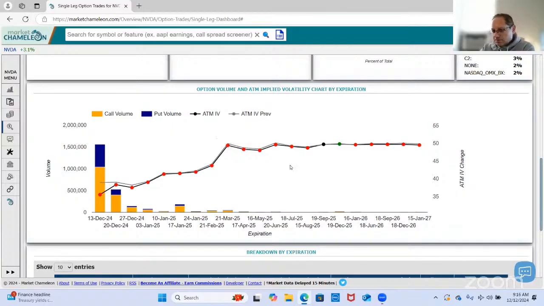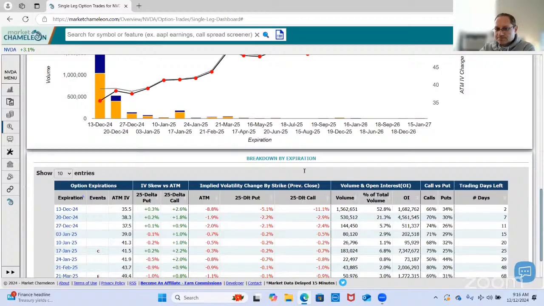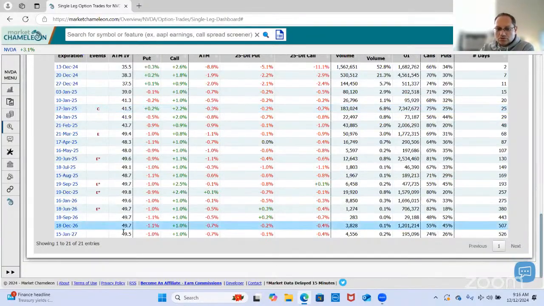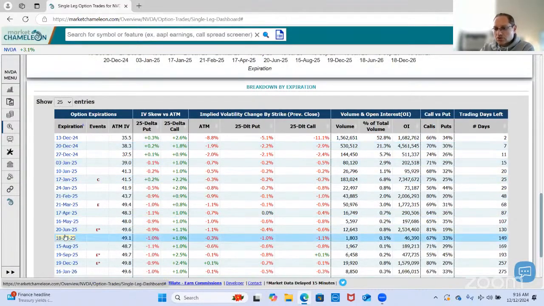So let's go a little bit deeper now into the analytics. Here we have this table, and this table shows us all the available options expirations. It shows the top 10, but we could expand and show all of them. There are 21 different expirations available to trade in Nvidia, and they're organized from the shortest dated to the longest dated.